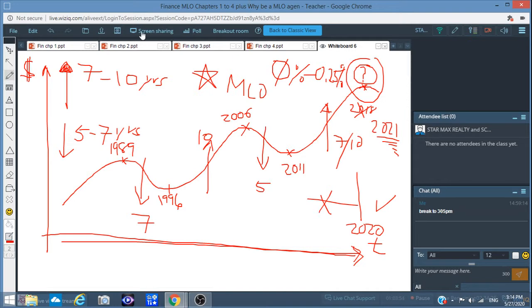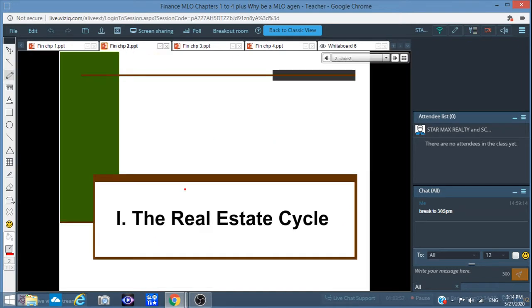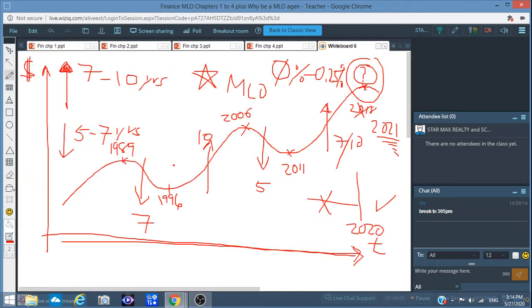Okay? Alright, so go back to chapter 2, right? The real estate cycle, okay? Now you understand, okay? It goes up and up and up, okay? Now notice this line, right? It always goes up. This is inflation, right? At least 3% to 5%. Okay, it always goes up.